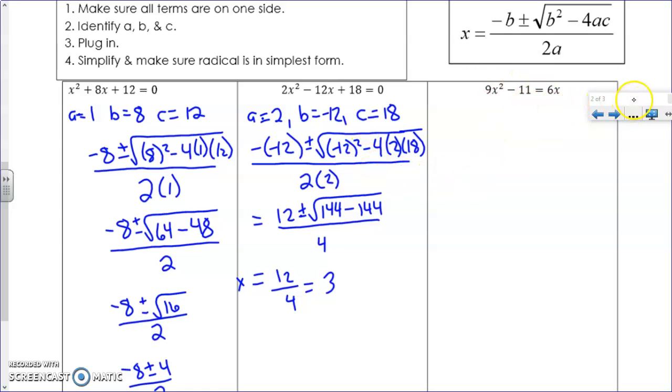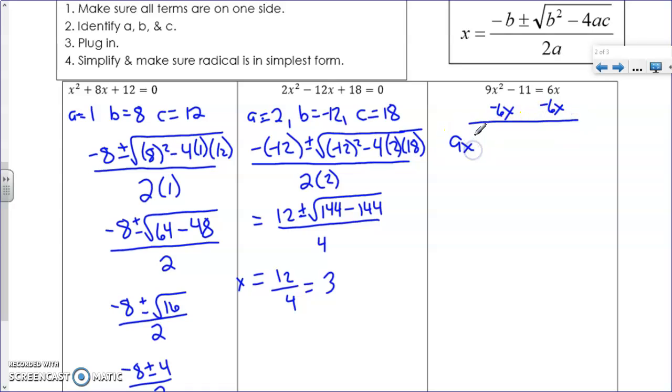This last one, what do I have to do first? Make it equal to 0. Very good. So we're going to subtract 6x. So we get 9x squared minus 6x minus 11 equals 0. And then my A is, my B is, and my C is negative 11.